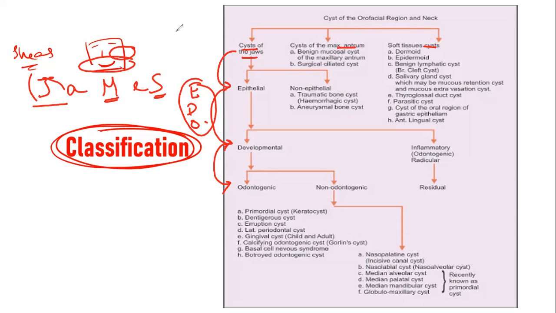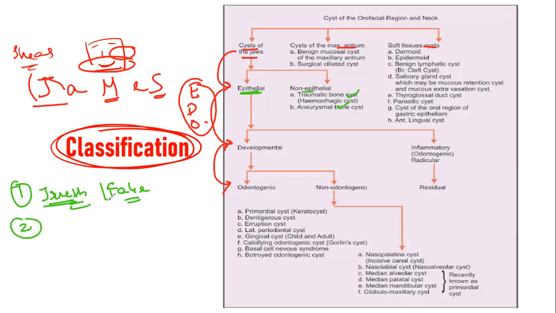Now, if you want to further make a story to remember this, you can think that James could either be saying the truth or false, right? So, truth indicating epithelial cyst, false indicating non-epithelial cyst. Example, traumatic bone cyst and aneurysmal bone cyst.